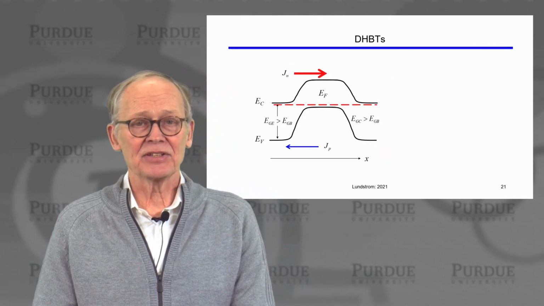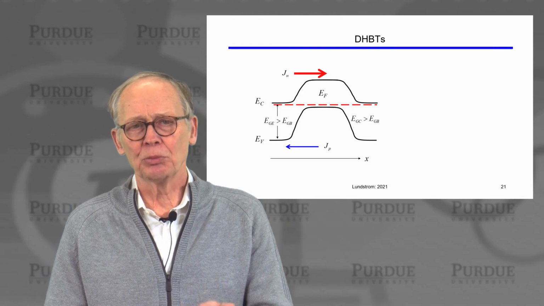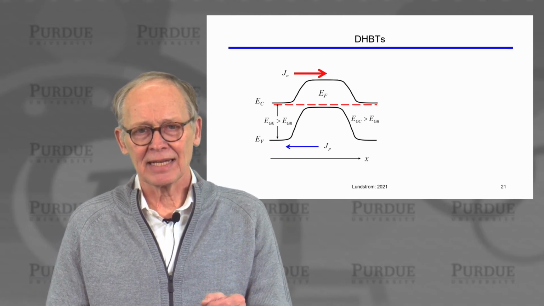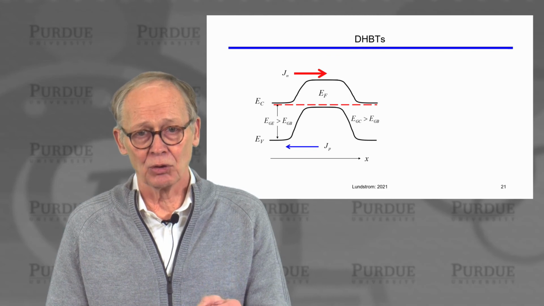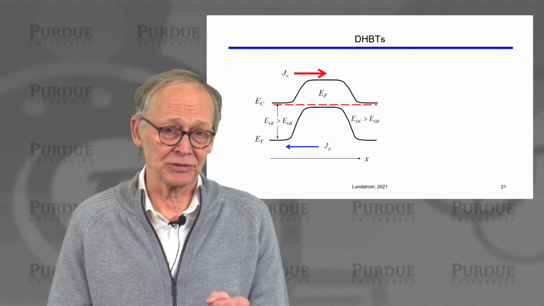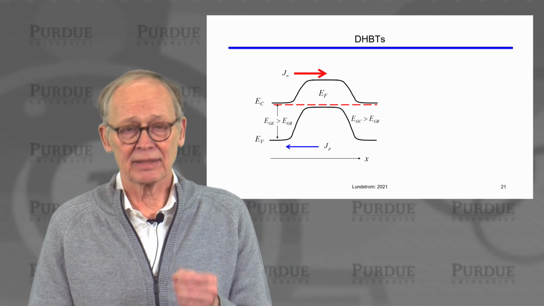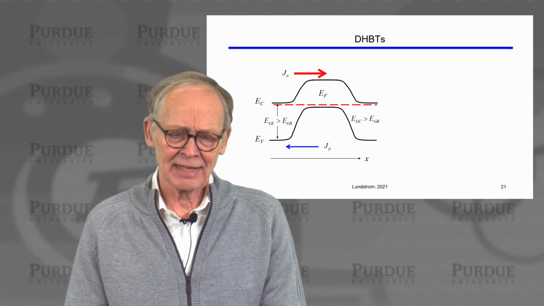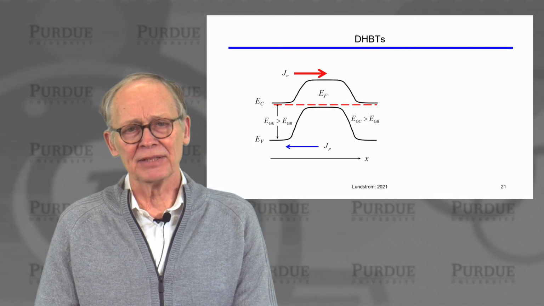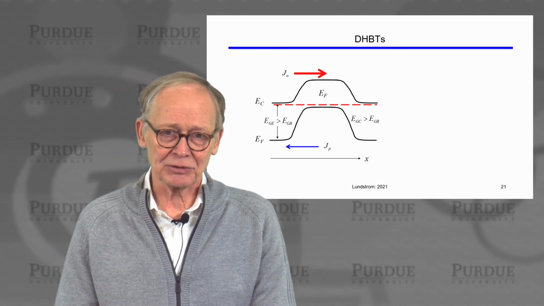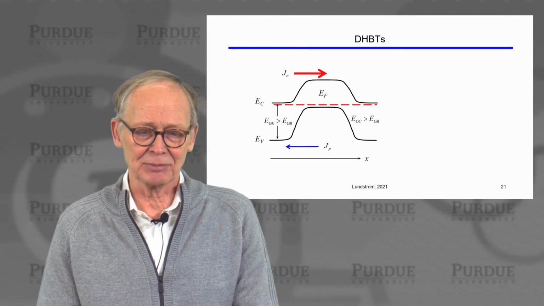Now, why is that advantageous? Because that means that we can dope the base very heavily and make the base resistance very low, which is advantageous for transistor performance, but it does not degrade the gain because of this wide band gap emitter. Now, that wide band gap emitter means that the device is no longer symmetrical, and that can be a problem from time to time.